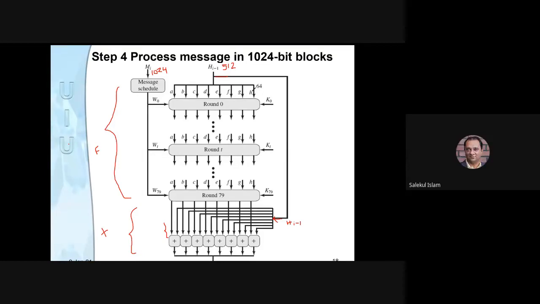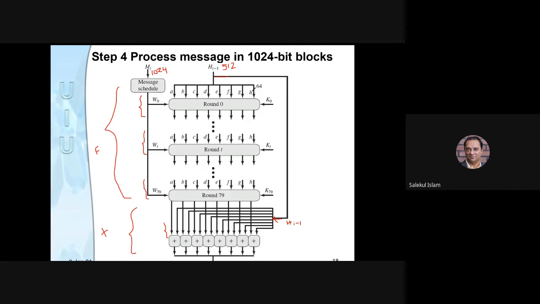The number of steps means, inside the f function, you can see that it starts with W0 and finally ends up at W79. So this part is one step. This part is another step. In this way, I have in total 80 steps.